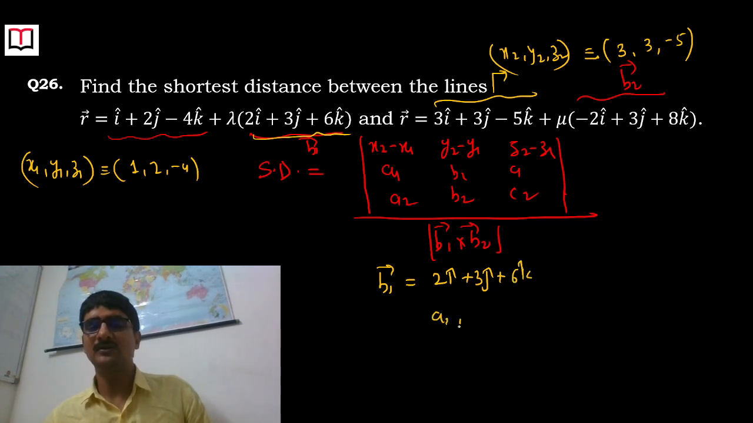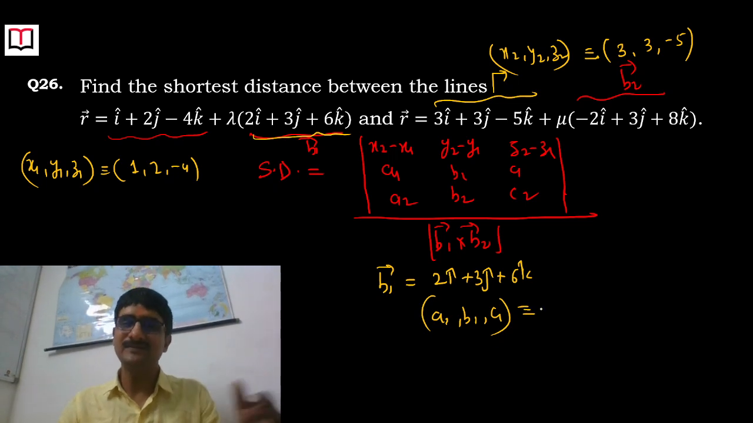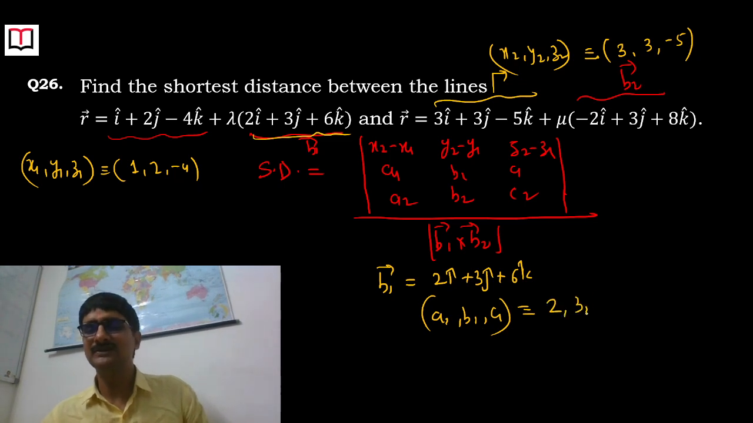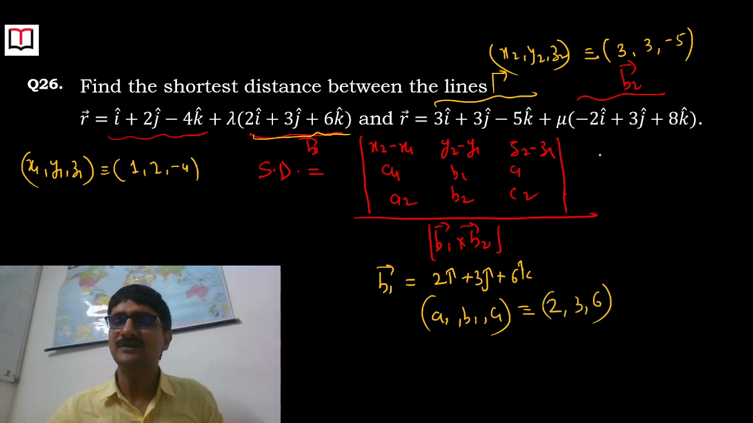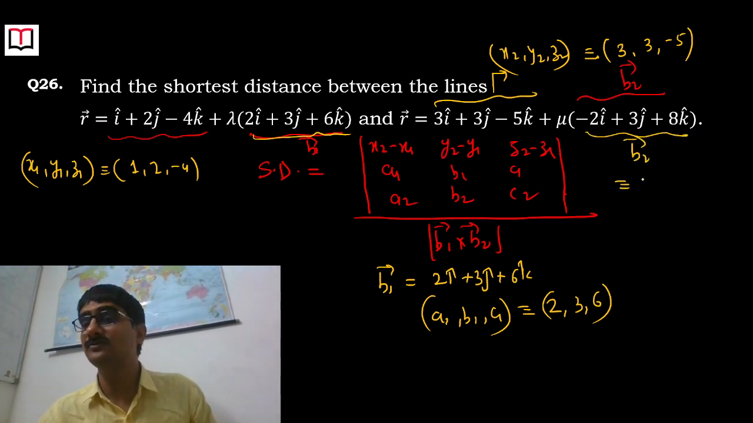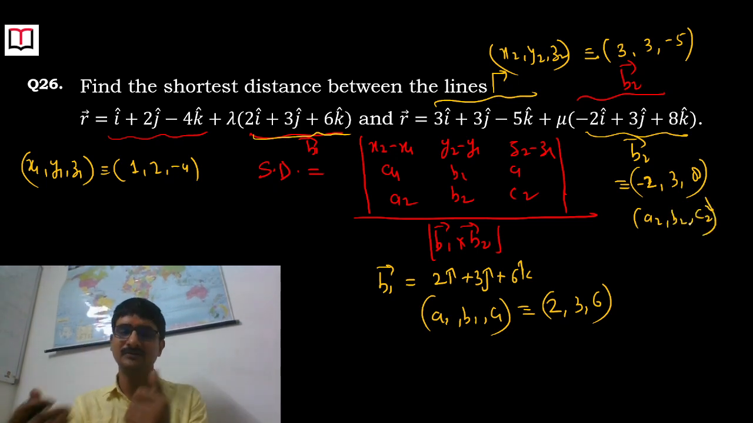So a1, b1, c1 is, see, of course, this b1 and b1 vector are two very different things. Okay, but I'm not going to change the notation. And similarly, there's the direction vector for the second line. That will give you a2, b2, c2, which will be -2, 3, 8. So those are the DRs of the second line. So just use these things in the formula written in front of you.